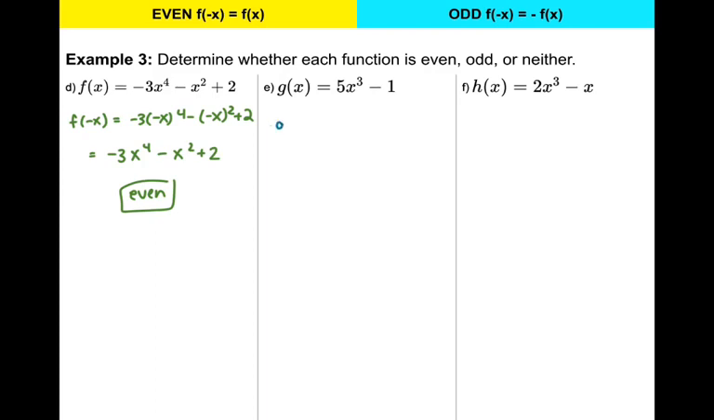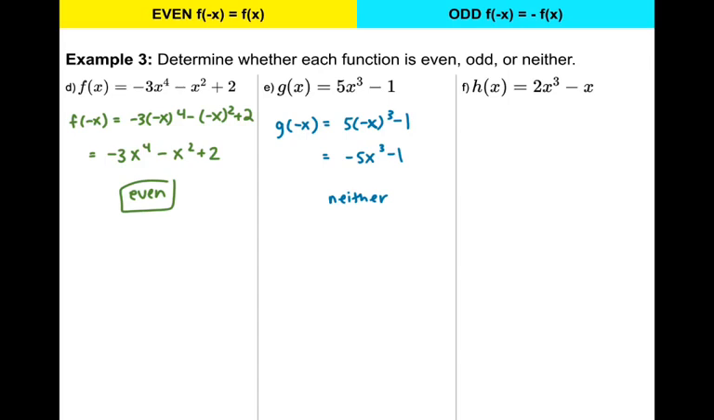How about this one? We are going to replace x with negative x in g of x and see what happens. Again, I'm going to make sure I include parentheses there. Now, what happens here is negative x cubed is negative x cubed. And when I compare this to the original function g of x, it's not the same, so it's not even. But it's also not g of x times -1, because if g of x is multiplied by -1, every sign would change. We should have a +1 there. So this is neither even nor odd.